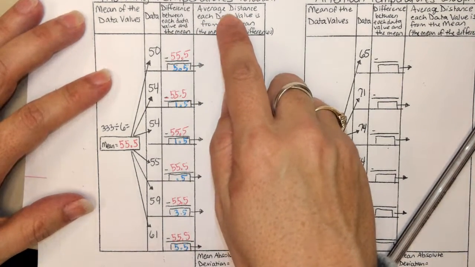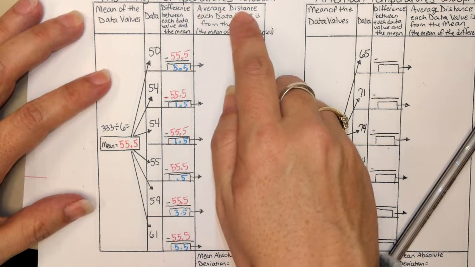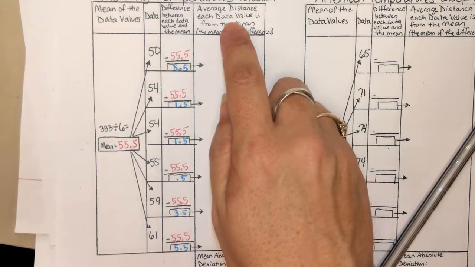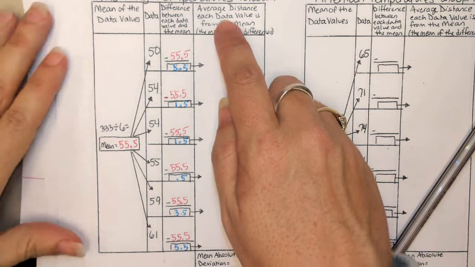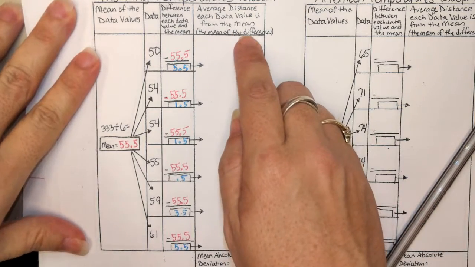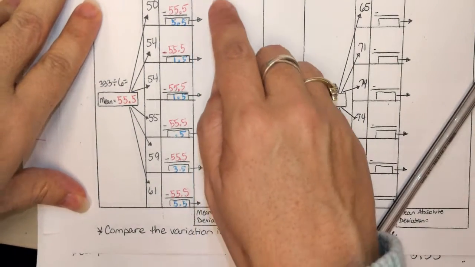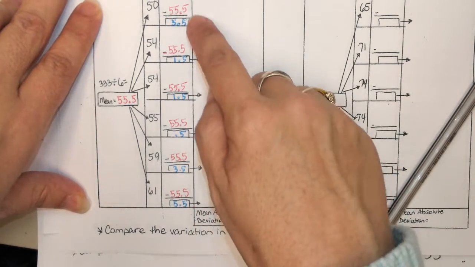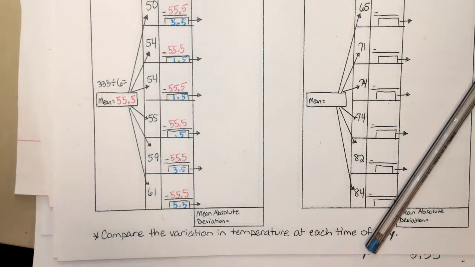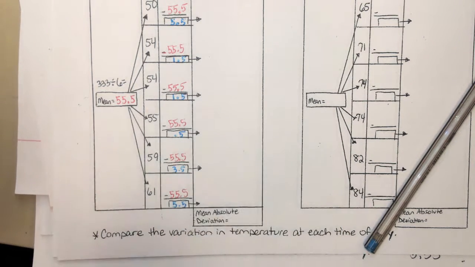Now we need to average the distance. We're going to average the distance of each data. Listen to me and I'll explain it. We're going to average it all up, which means we've got to find the mean of the blue numbers. Find the mean. 5.5 plus 1.5. We're going to find the mean of these numbers, all these little blue numbers.